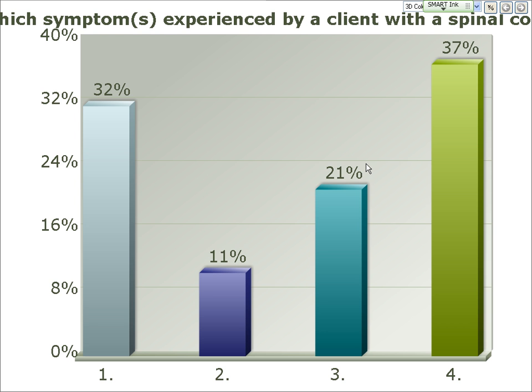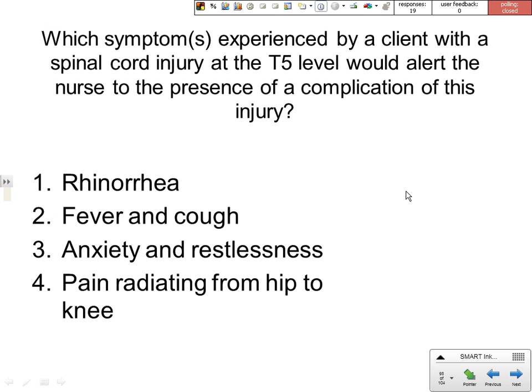Love this too. Okay, 32% rhinorrhea, 11% fever and cough, 21% anxiety and restlessness, 37% said pain radiating from the hip to the knee. Well, first of all, what does T5 indicate? Thoracic. Where's the thoracic vertebrae? The thorax. So it's the upper body, right? Chest. So if we have problems at the T5 level, at the chest level, are we going to have pain radiating from the hip to the knee? No.